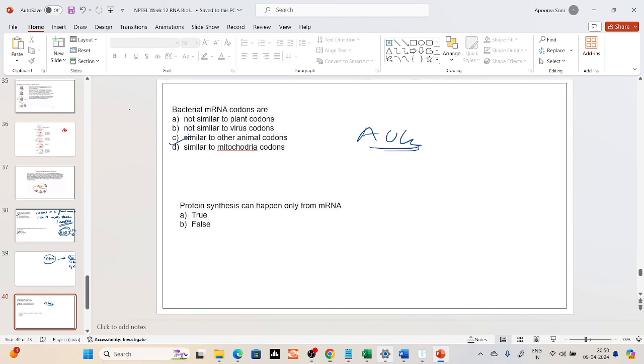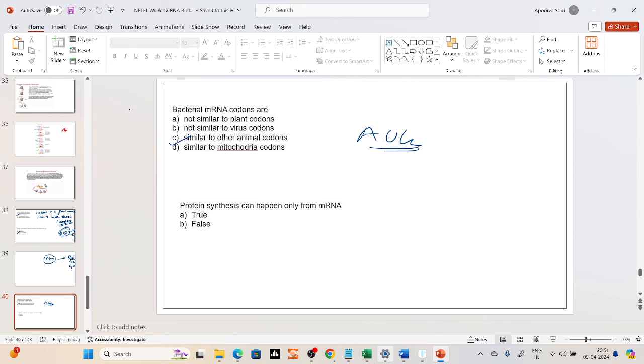That is why when we study translation in prokaryotes and translation in eukaryotes, the translation mechanism is usually the same only. There are certain differences, and eukaryotic translation is a little more complex than prokaryotic translation, but overall it is the same. The initiation, elongation, termination, the basic logic remains the same, and so the codons also remain similar only. Then, protein synthesis can happen only from mRNA.